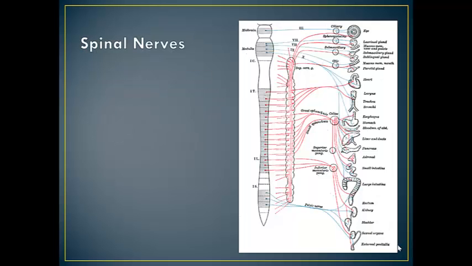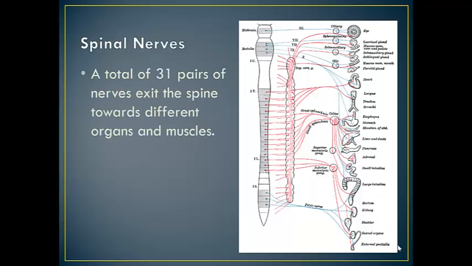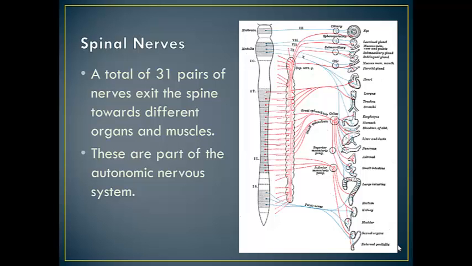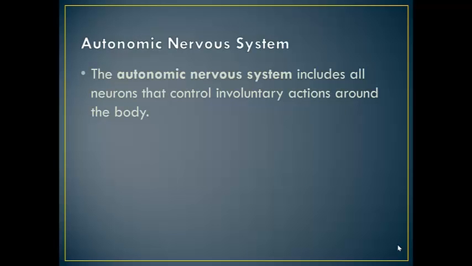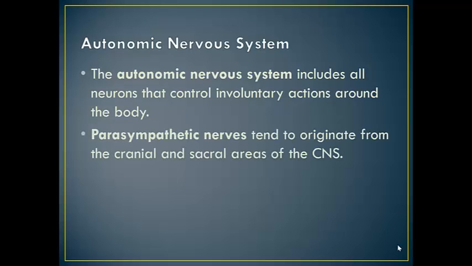Now let's move into the spinal nerves. So the spinal nerves, there's actually 31 pairs of them total. I'm not going to ask you to know all of them. These are part of the autonomic nervous system, if you'll remember. Autonomic meaning that it's usually involuntary, so you're not really in control of it. Now, the autonomic nervous system includes all, like I said, the neurons that are controlled involuntarily. The parasympathetic nerves come in underneath the autonomic nervous system.